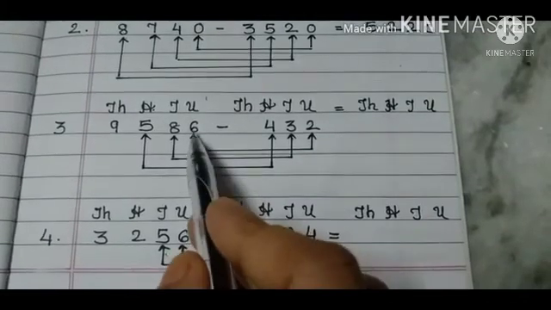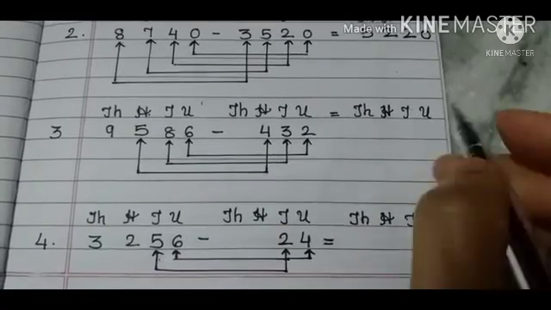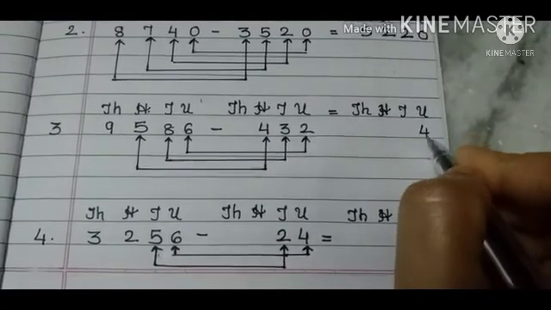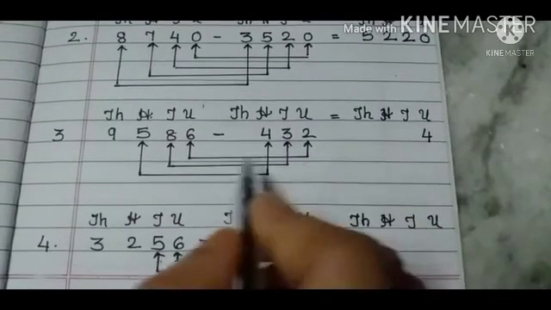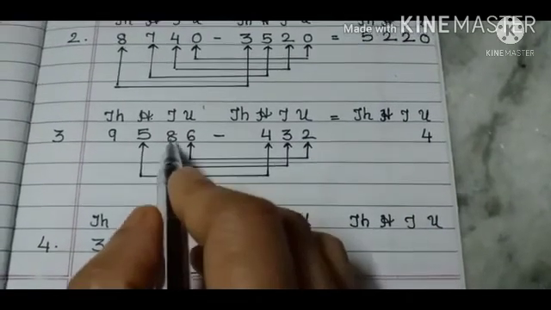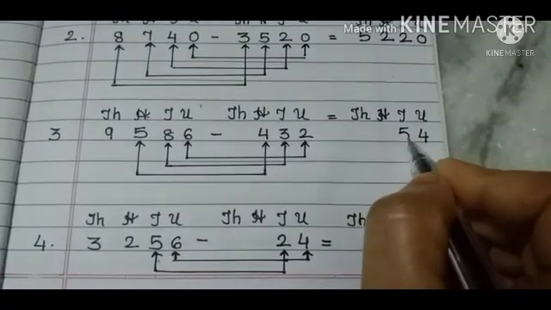So we will subtract units from units, that is 6 minus 2. So 6 minus 2 is 4. So write down 4 in units place. In tens place 8 is there and here 3 is there. So we will subtract 3 from 8. So 8 minus 3 is 5. So write down 5 in tens place.